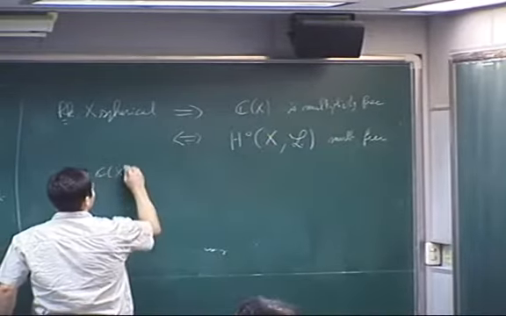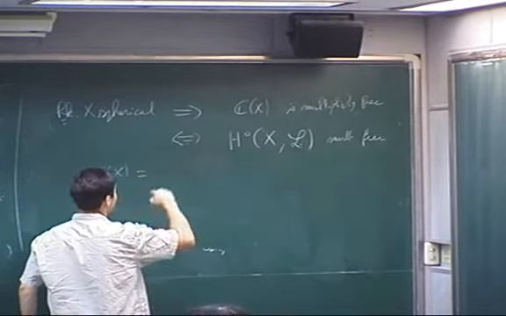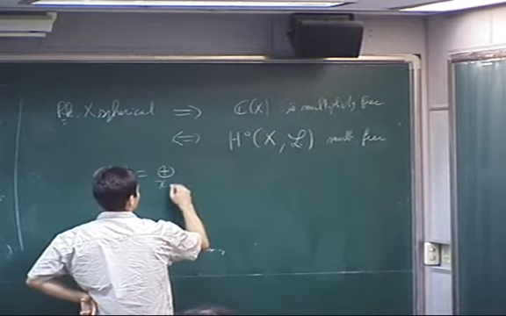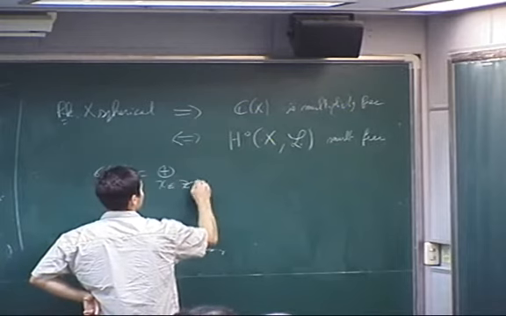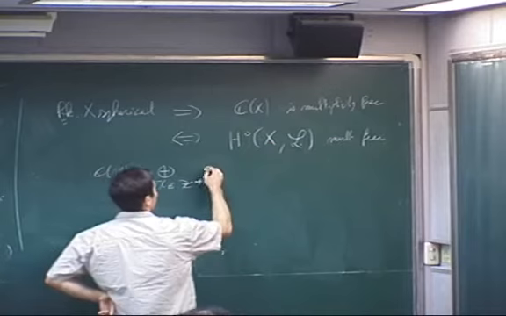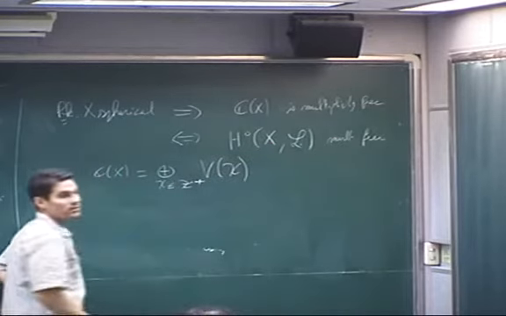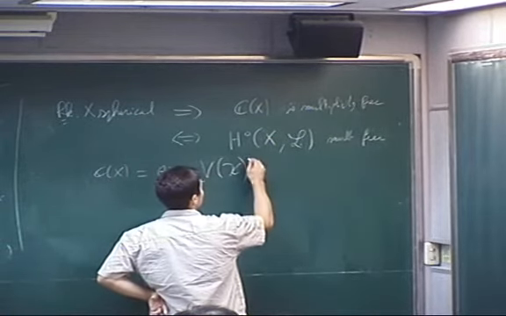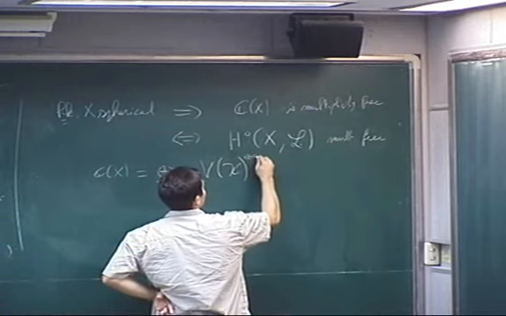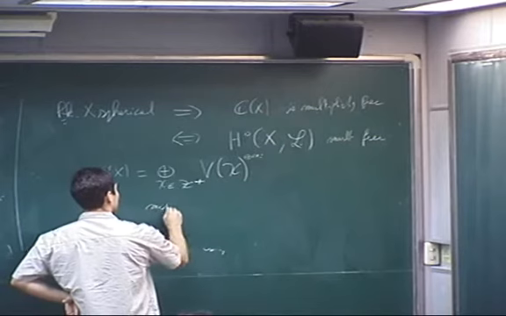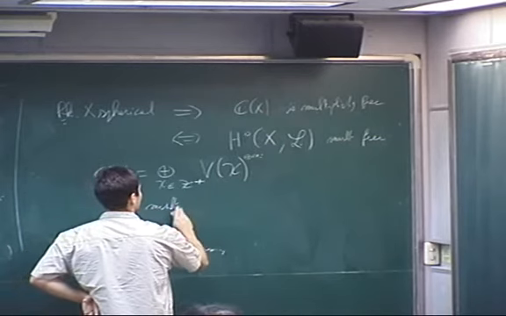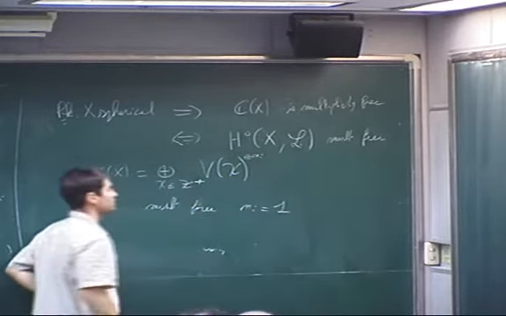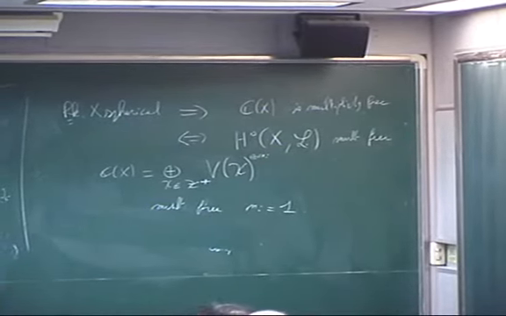So C of X, or H^0 of X, L, can be decomposed as a sum over chi in chi plus, where I denote the dominant weights by chi plus, of simple modules of highest weight chi. Usually you have multiplicity n_chi, and multiplicity free means that the n_chi are equal to 1.